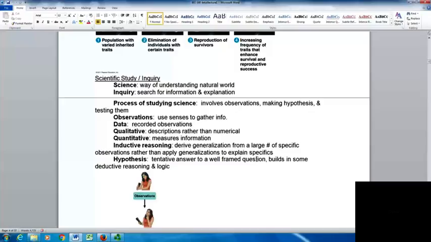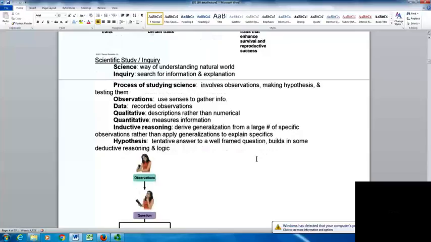It starts out with a lot of observations. You use your senses to gather information. You also will use tools to help pick up things that your senses don't. For example, none of our senses can perceive radiation. However, we can create tools that will sense radiation for us to be able to observe it. Your data is your recorded observations. Some of it may be qualitative, some may be quantitative.